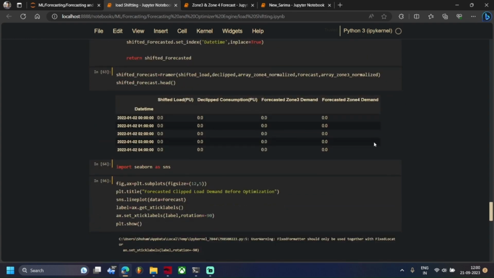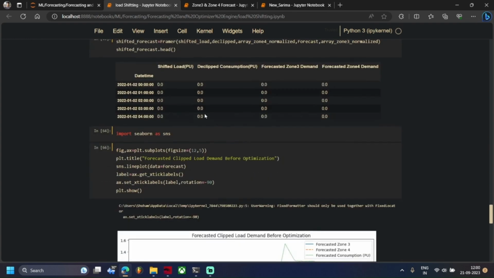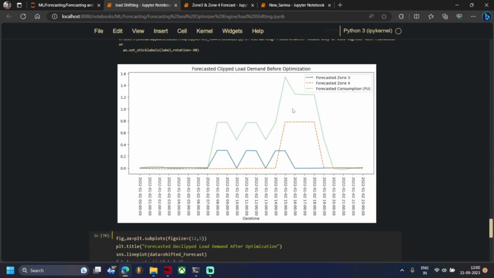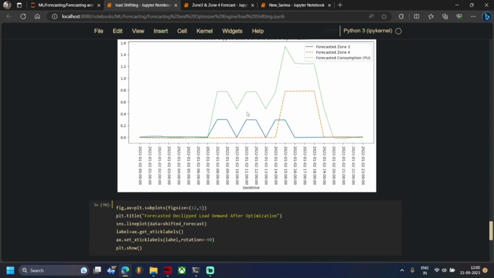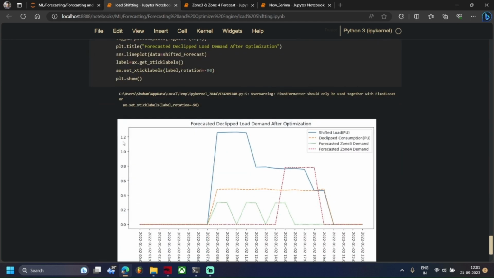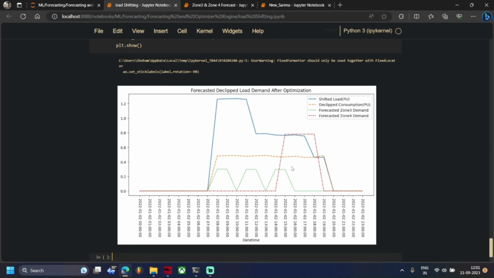And we have rendered this into a data frame, and we can compare what we had before optimization. As you can see, 1.6, pretty high, and we can have this 1.2 for a short duration of time. And we have pretty much minimized load consumption, as well as cost, successfully.